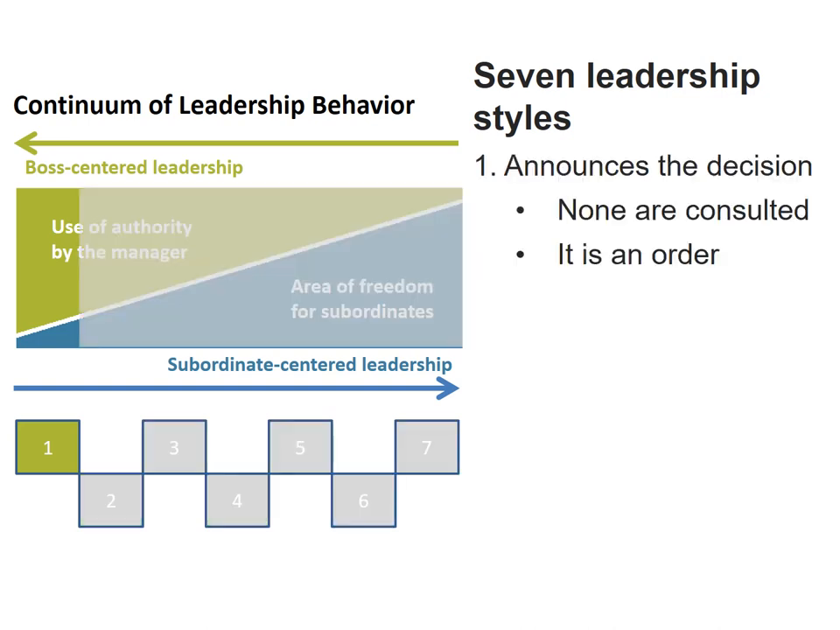The manager makes the decision and announces it. In this case, the boss identifies a problem, considers alternative solutions, chooses one of them, and then announces this decision to the subordinates for implementation. None of the employees are consulted. It is an order.